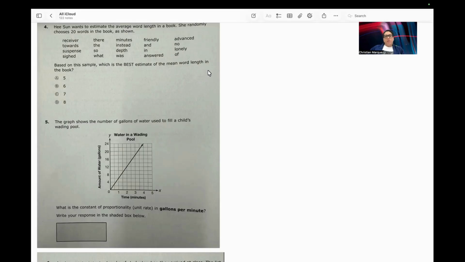Let's first define the mean. For the mean, you need to first find the sum of the numbers, right? And then you need to divide this by the number of terms that you have in the data. For instance, here I have 20 words, okay? And you have to define how many letters you have for each word.